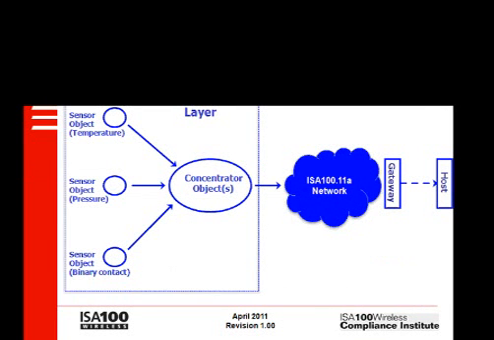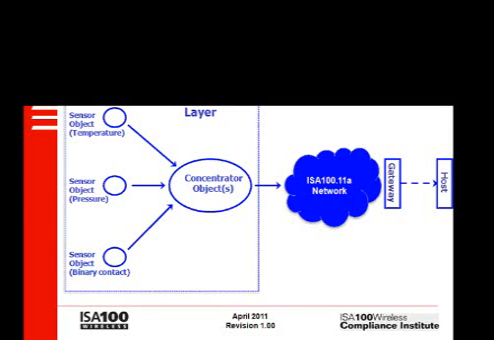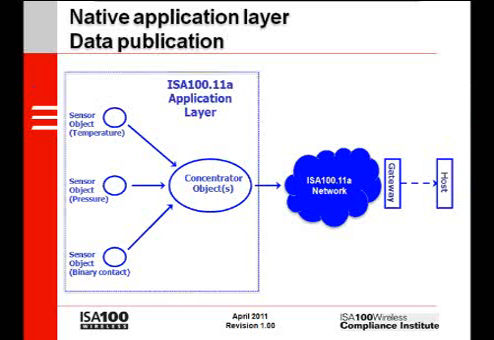As a simple example of the capabilities of the ISA100 native application layer, let's take a quick look at data publication. The device shown in this example has three sensors: a temperature sensor, a pressure sensor, and a binary contact sensor. Each sensor has an object with the ISA100 application layer. The application layer also has a concentrator object, which is also fully specified by the standard.